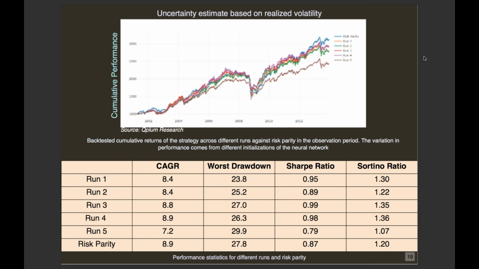As you can see, the model that uses realized volatility, although it has better Sharpe, the return numbers are much lower compared to the risk parity strategy. But all in all, the point I'm trying to make here is risk parity is a heavily researched strategy that has very deliberate parameters set in. And this strategy that is totally learned out of data is able to give comparable performance to risk parity.